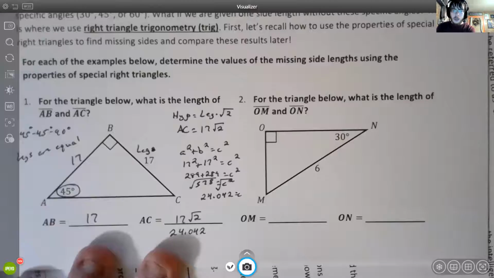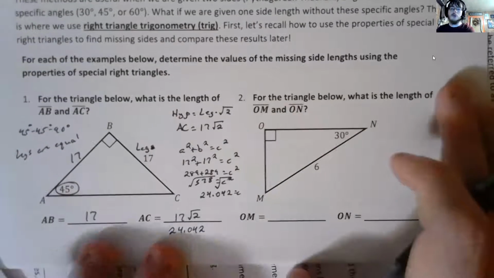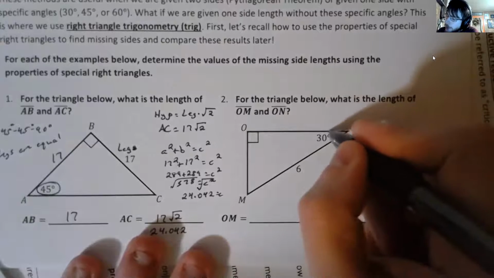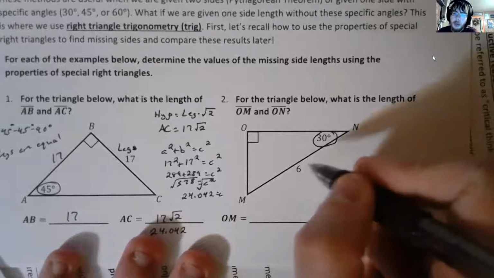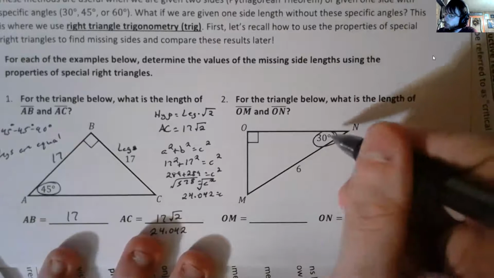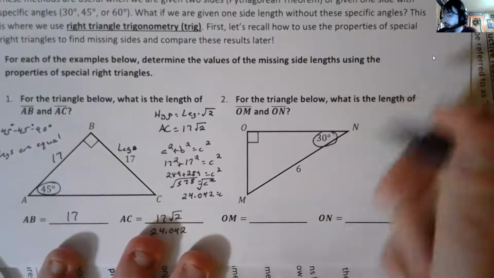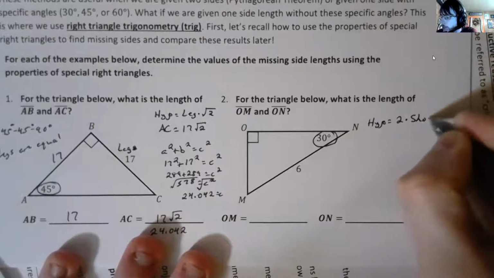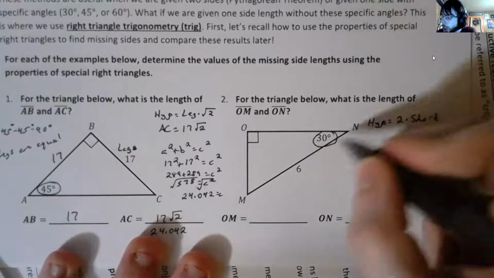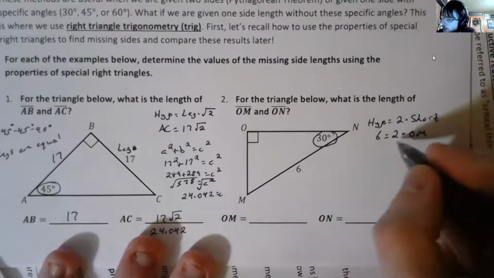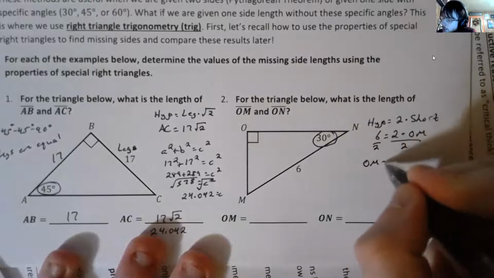All right. Number 2, for the triangle below, what is the length of OM and ON? And we see here that we have a 30, 60, 90 triangle, and we're given the length of the hypotenuse. Now, we want to find our short leg first. So we're going to take our formula, which is the hypotenuse is equal to 2 times the short leg. Our hypotenuse is 6. Our short leg is OM because it's opposite the 30-degree angle. And we get that OM is equal to 3.